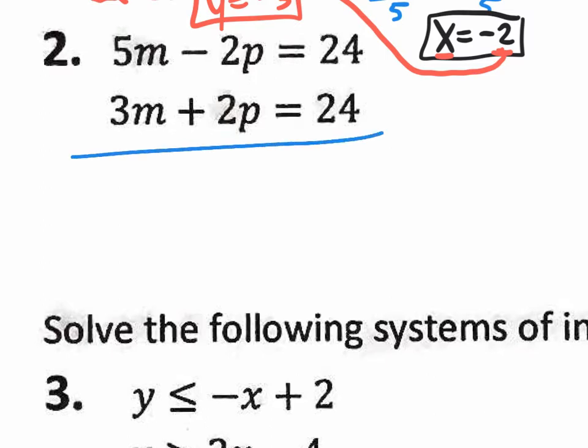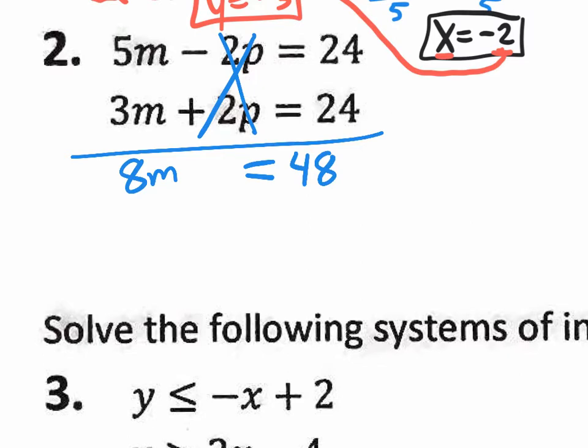We said 5 plus 3 is 8. We have an m. The -2 plus the positive 2 cancels out, so they disappear. That's why it's called the elimination method. They eliminate. Equals 24 plus 24 is 48. So we have a simple equation here that says 8m equals 48.